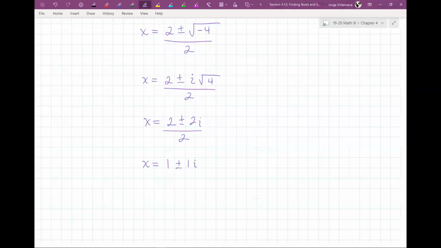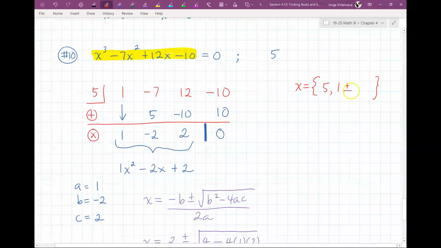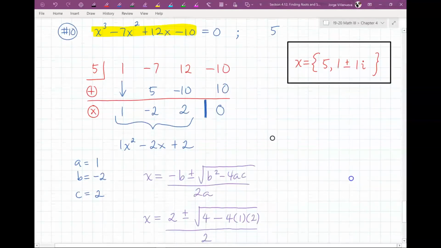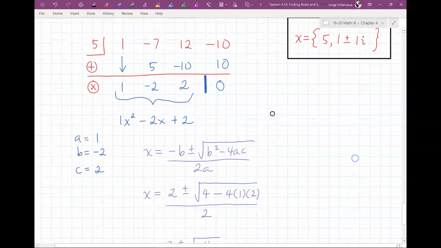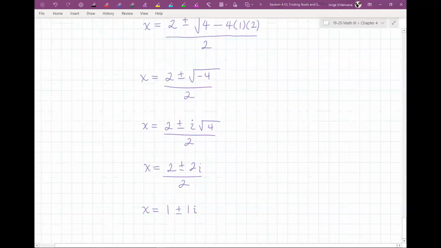All right, so let me just go back up to the original thing, then I'll come back down here. But let me just put this down. 1 plus or minus 1i. So those are my 3 solutions for this thing. There was one real solution, that's the number 5. And there were 2 imaginary solutions, okay? Or some people would say complex. Okay, so that's how we get the other 2. So I'll go back down here really quick so you guys can see that in case you're writing it down.